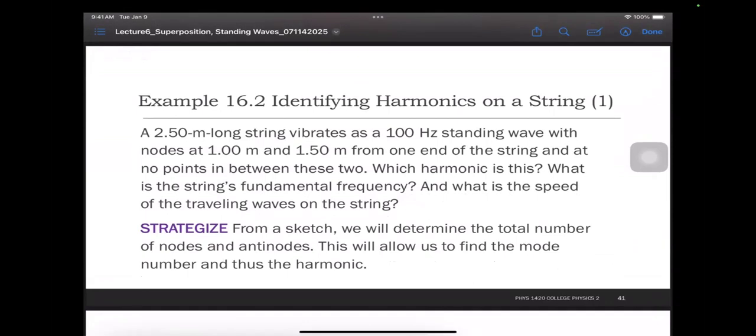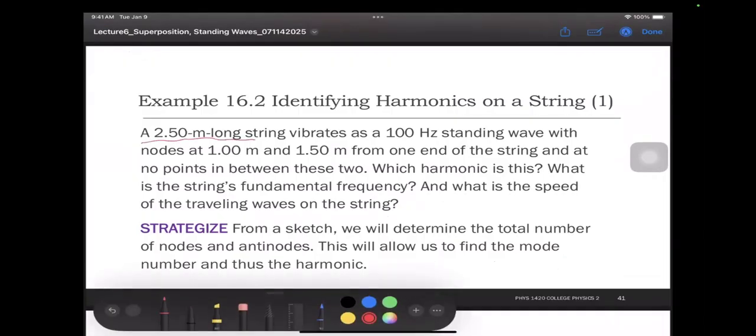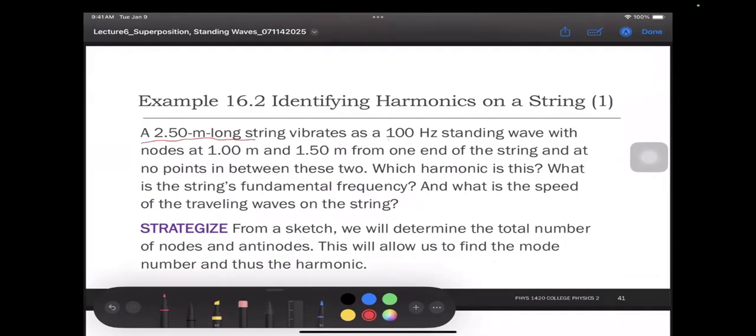Let's identify harmonics on a string. A 2.5 meter long string vibrates as a 100 hertz standing wave with nodes at 1 meter and 1.5 meter from one end of the string, and at no point in between these two. Which harmonic is this? What is the string's fundamental frequency, and what is the speed of the traveling wave on the string?